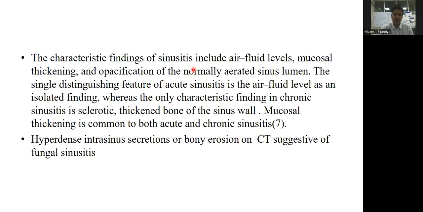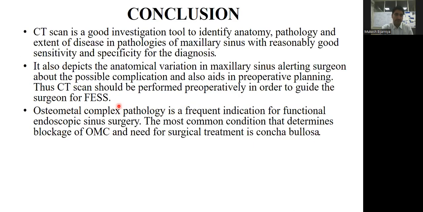The characteristic findings of sinusitis include air fluid level, mucosal thickening, and opacification of the normally aerated sinus lumen. The single distinguishing feature of acute sinusitis is the air fluid level as an isolated finding, whereas the only characteristic finding in chronic sinusitis is sclerotic thickened bone of the sinus wall. Mucosal thickening is common in both acute and chronic sinusitis. Hyperdense intrasinus secretion or bony erosion on CT is suggestive of fungal sinusitis.